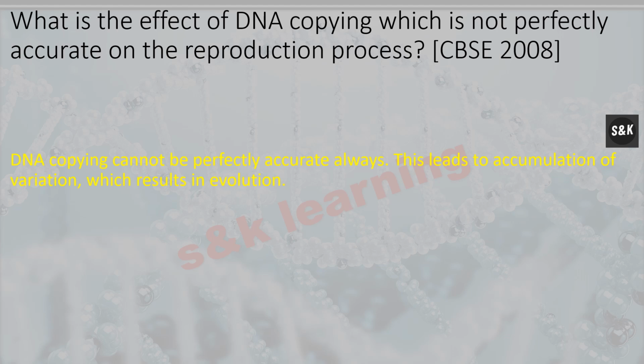Class 10 Science Chapter 8 Heredity Questions. What is the effect of DNA copying which is not perfectly accurate on the reproduction process? DNA copying cannot always be perfectly accurate. This leads to accumulation of variation, which results in evolution.